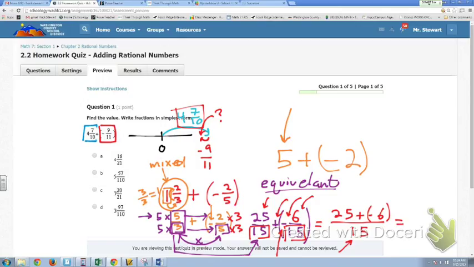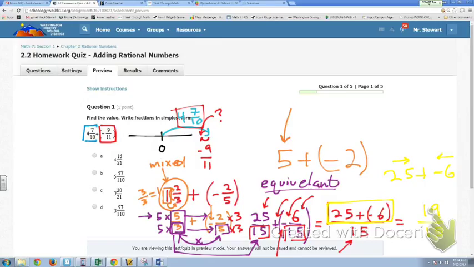But this is no different than up here, at least I'll say up here, this is no different than chapter 1. We already know how to do 25 plus a negative 6. We know what that is. That's going to be 25 in the positive direction and then 6 backwards. So that's going to take us to a positive 19. And the denominator stays the same, and there you go.